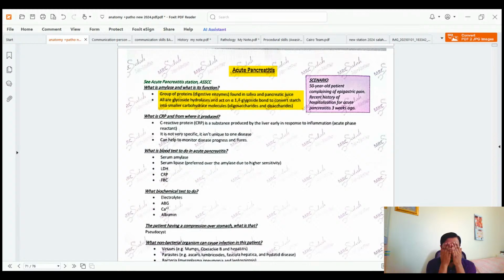Again, C-reactive protein is produced by the liver cells, especially hepatocytes, in response to acute inflammation. It is not specific to any disease, but it can guide us to monitor the disease response and the flare.